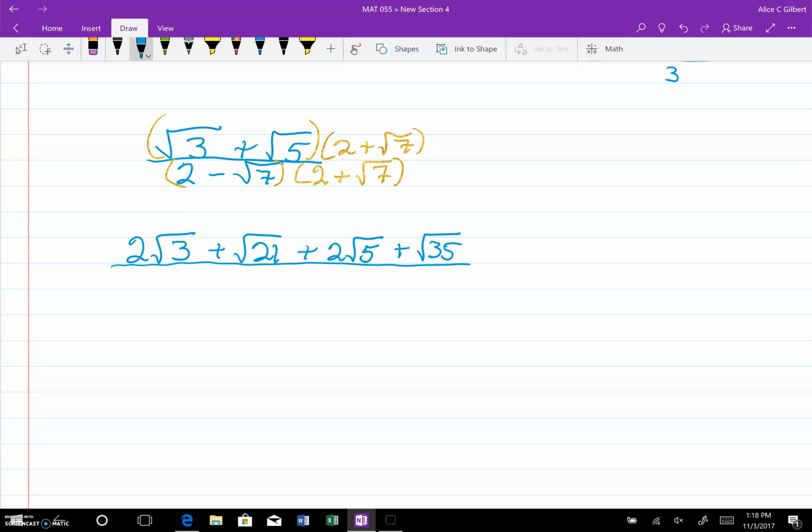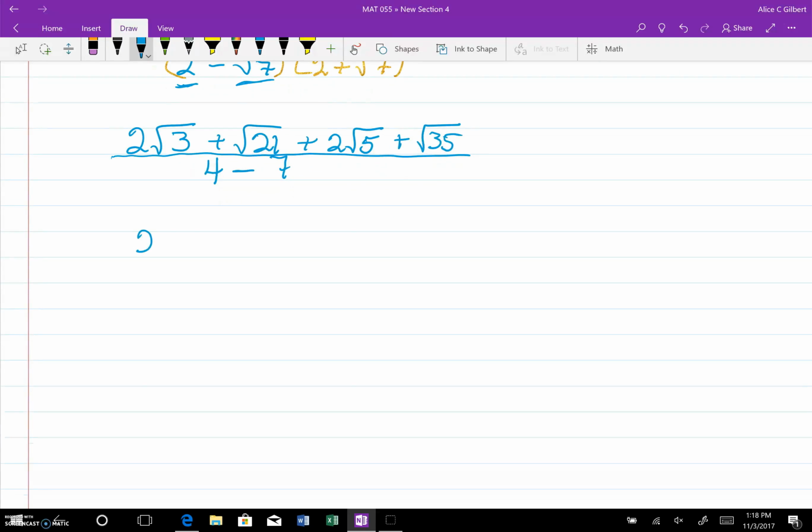In my denominator now, I have a difference of squares, so I take my x term, which is 2, and I square it, so 2 squared is 4. In a difference of squares, my sign is always minus. Then I take my y term, which is the square root of 7, and square it, so the square root of 7 squared is 7. And so then I just write my final answer here, which is going to be 2 times the square root of 3 plus the square root of 21 plus 2 times the square root of 5 plus the square root of 35 over negative 3.